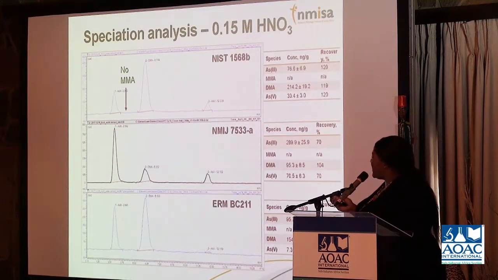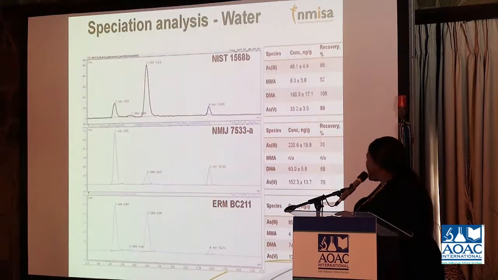Then we did a nitric acid extraction and we saw that there was no MMA in the samples, and we had quite good recoveries for those. Then we extracted in water, because the point of my project was to keep the samples intact. There you can see the NIST rice flour does have a certified value for MMA, although the recovery was very low because it's in water. The NMIJ doesn't have a value for MMA, and the ERM does not report a value for MMA, but we do get some MMA in the sample.